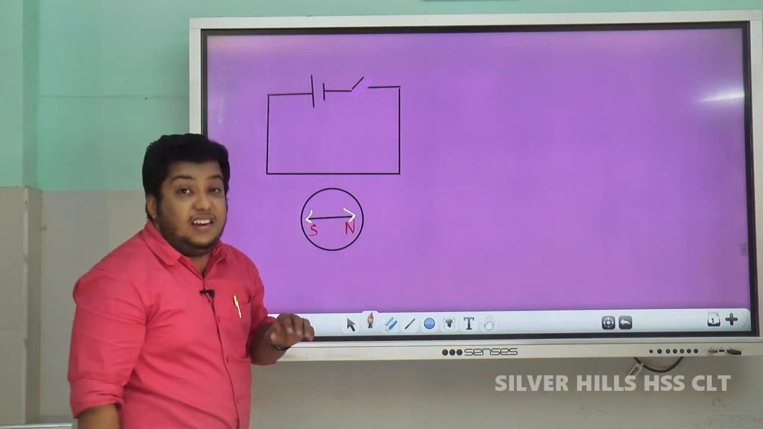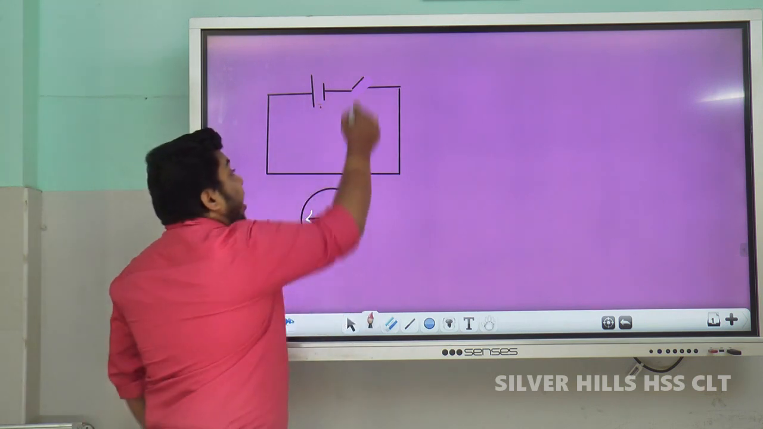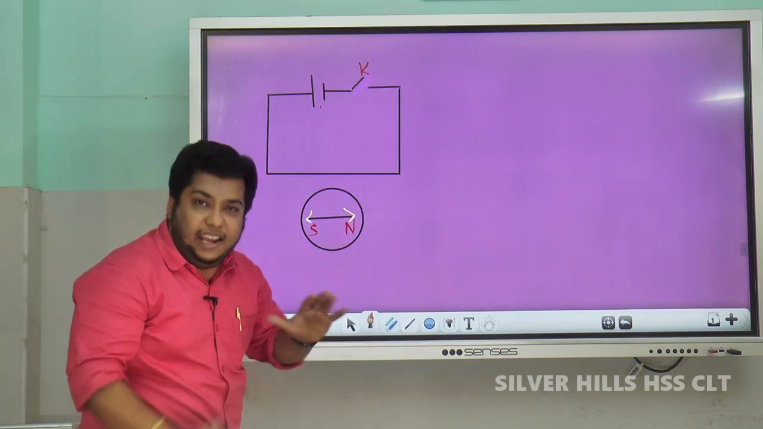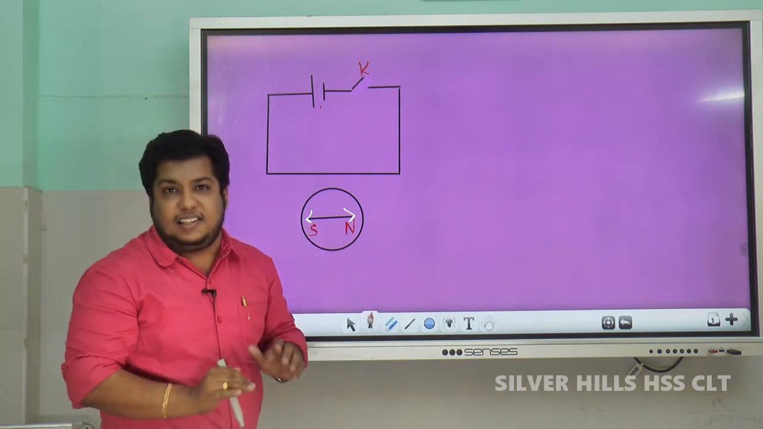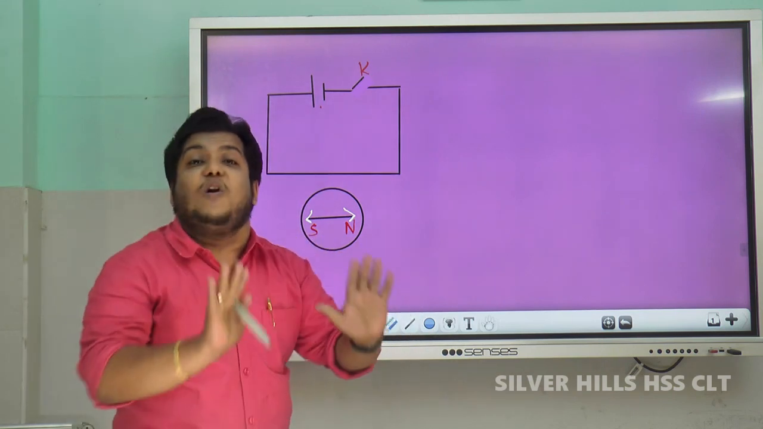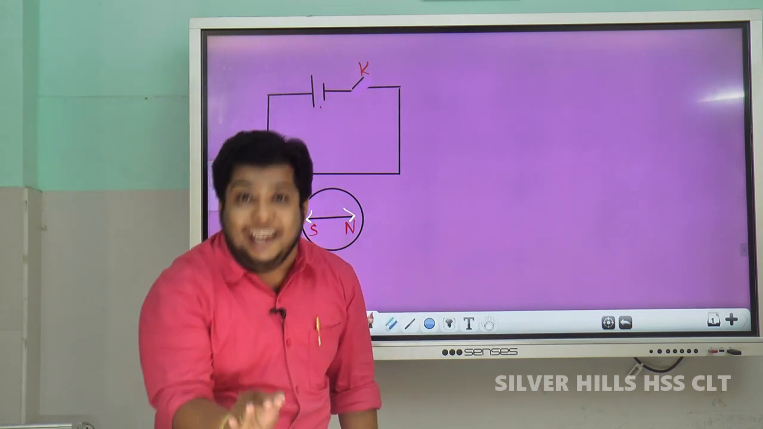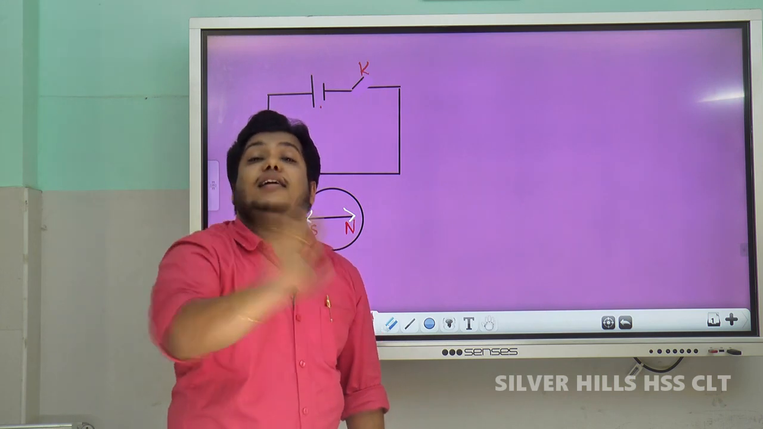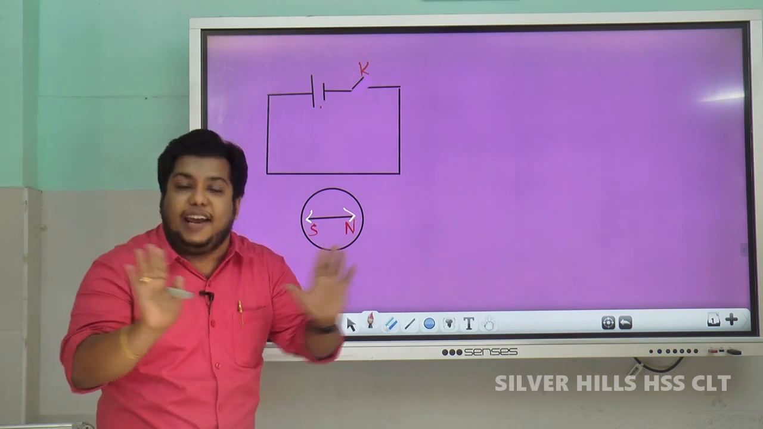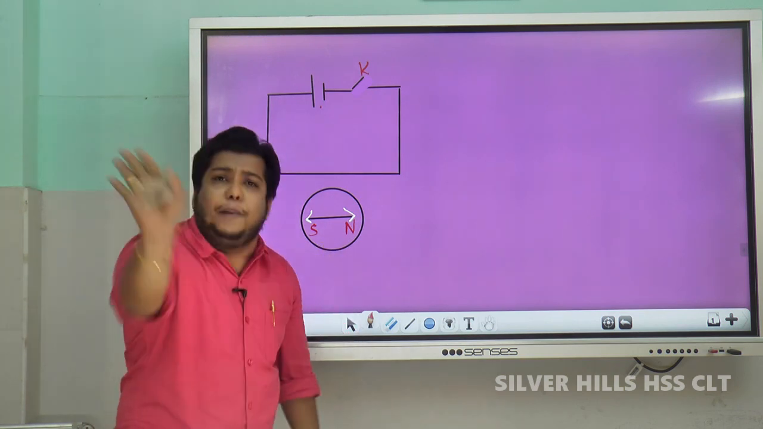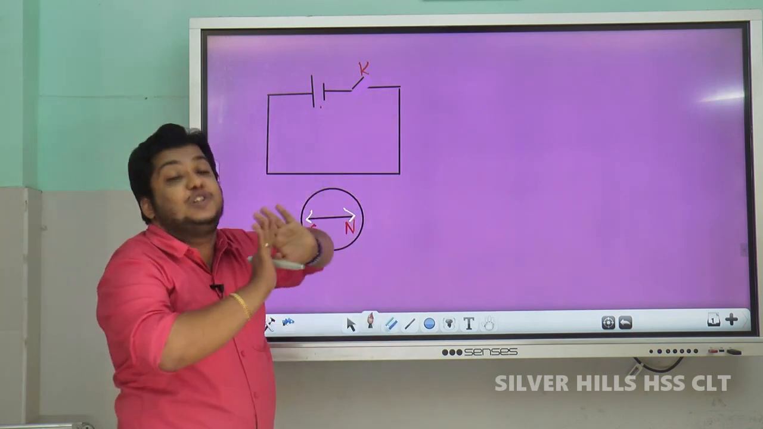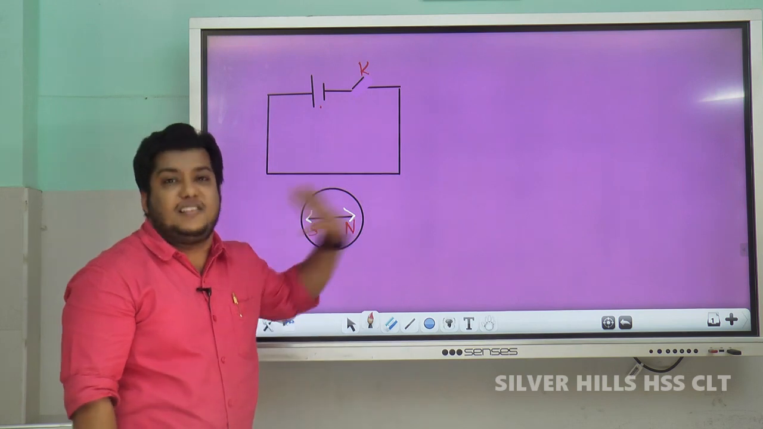Here you can see a cell and this one is a key. From the figure itself, it is clear that the key is open, or the circuit is open. When the circuit is open, no current will pass through the circuit. So we will not represent direction of current, because current is not passing through the circuit because the key is open. It is not closed. This is an open circuit.